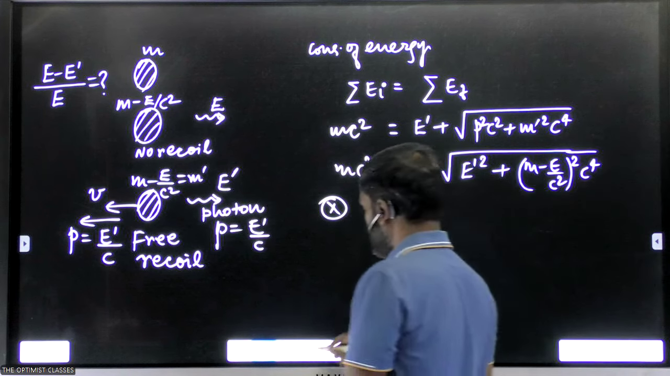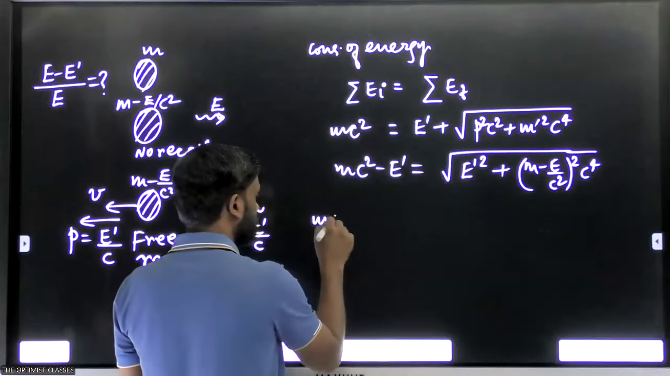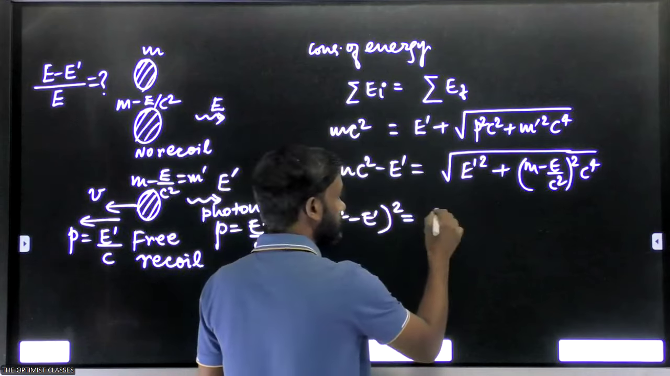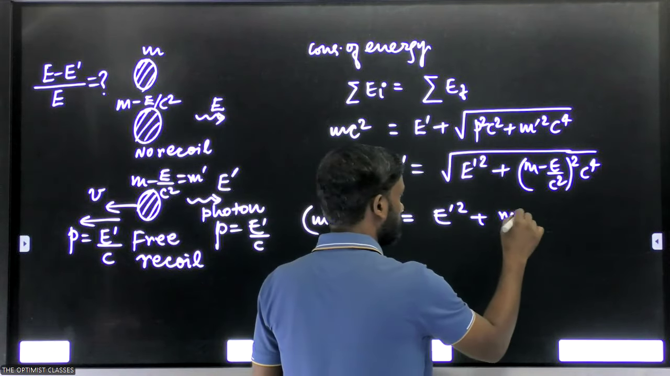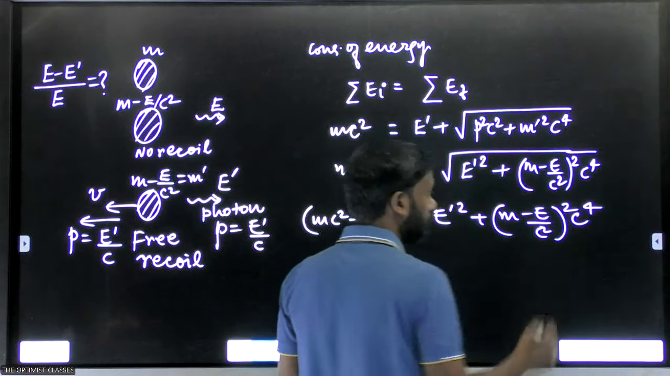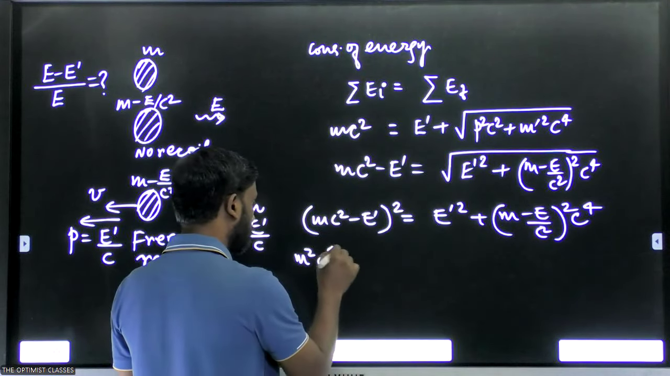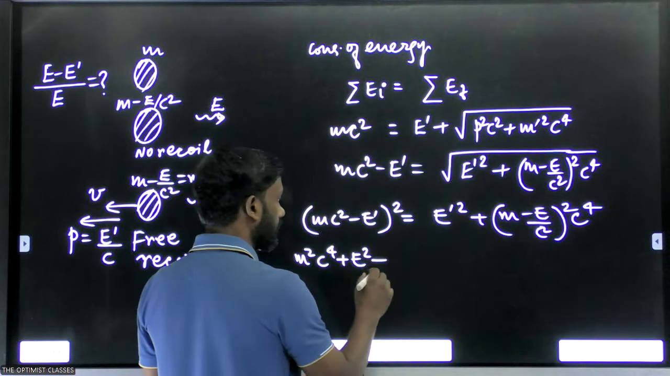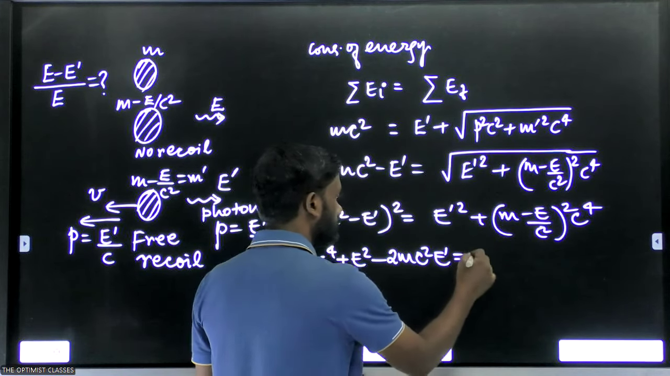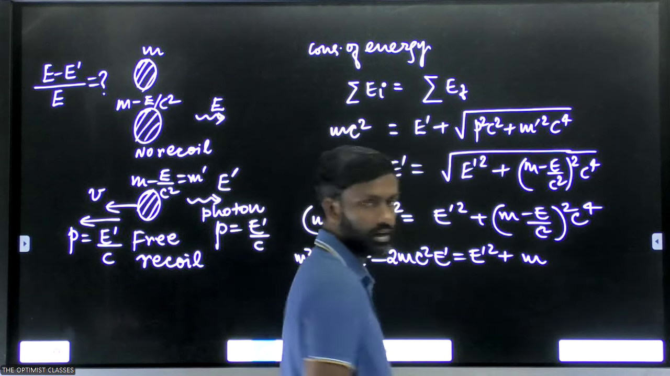So let's square both sides. So if you square it, what you will get is इसका स्क्वायर हो जाएगा mc square minus E primed, इसका whole square हो गया, that is equal to, यहाँ से आ जाएगा E primed square plus m minus E divided by c square and whole square, and here we get c power 4. All right. So let's open the bracket. So we get m square c power 4 plus E square or minus 2m c square and E primed, that is equal to E primed square और plus, इस ब्रैकेट को भी ओपन कर रहे हैं हम लोग, ठीक है ना, और c power 4 से मल्टीप्लाई कर देंगे.